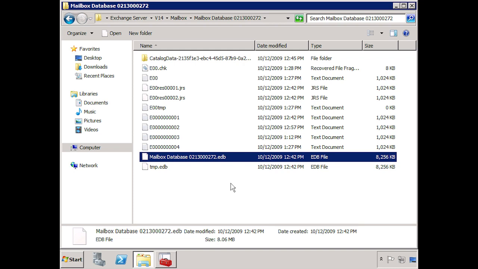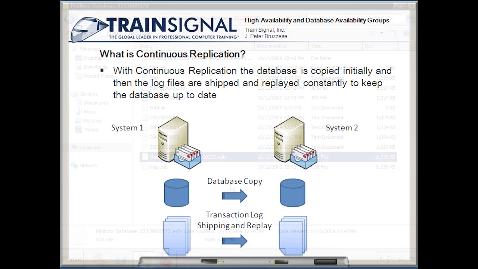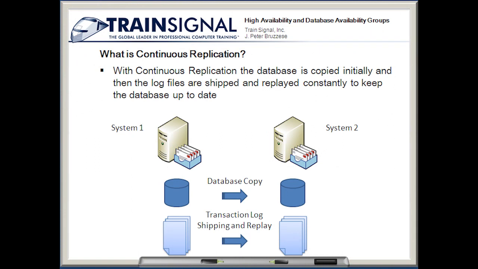Okay, so now let's go back over to the slides and let's talk about continuous replication. This was a special new feature that was added to Exchange 2007 to provide high availability, and it's something that carries over to Exchange 2010 as well. One of the other things that Microsoft did with Exchange 2007 is they introduced the idea of continuous replication. With continuous replication, the database is copied initially, and then your log files are shipped over and replayed constantly to keep that database up to date.